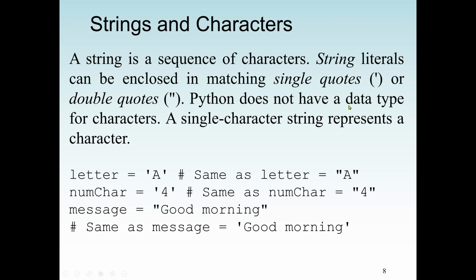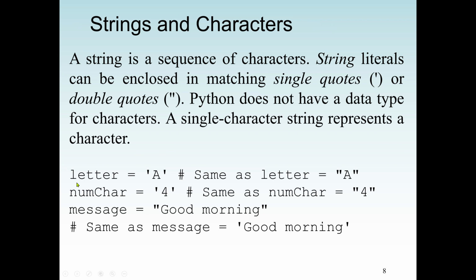So Python does not have a data type for characters. Again, in Java, when we have a character, meaning one single character, we put it in a single quotation. Then a string will be in double quotation. But in Python, we don't have a character data type. So either single quotation or double quotation, they are all strings.